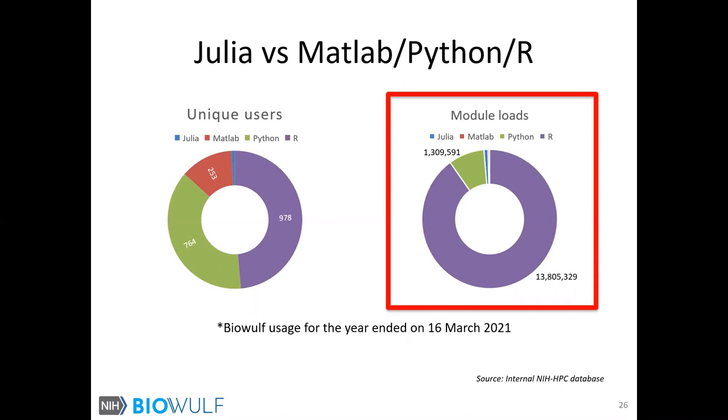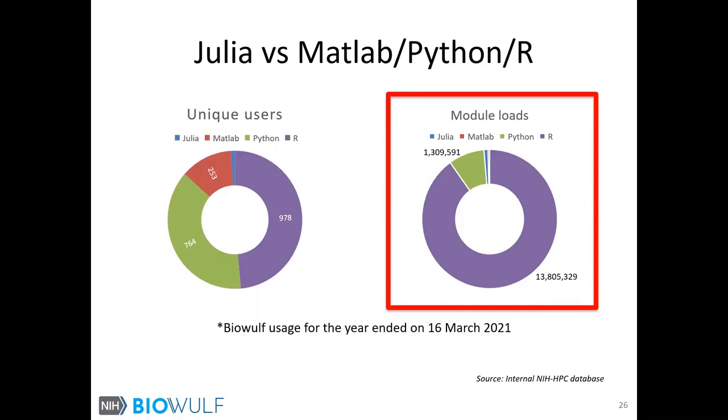So by looking at the number of module loads, this gives us a proxy of how much a language is used. As you can see on your screen, R has the huge amount of 13.8 million module loads just in the past year. That really dwarfs all the others. Python had 1.3 million, and MATLAB and Julia had a very small share of that.